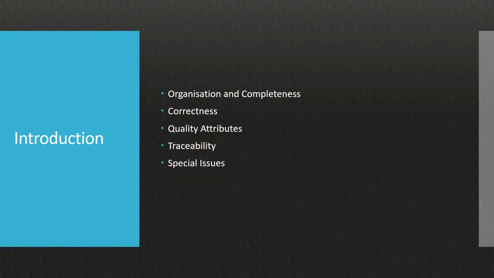This review will be split into a number of key sections which will cover the criteria needed for the SRS document to effectively communicate the requirements of the project. These sections include organization and completeness, correctness, quality attributes, traceability, and special issues.